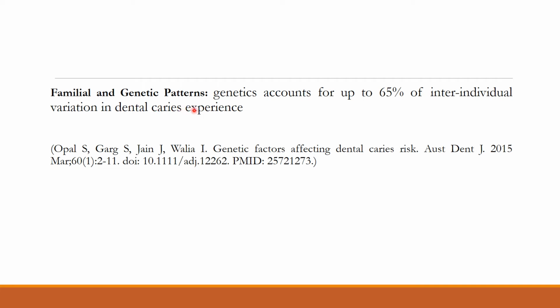Familial and genetic pattern. Genetics accounts for up to 65% of inter-individual variation in dental caries experience. Some genetic DNA will run in the families. That exact name I was unable to find, but this study has proven that dental caries will spread in genetically related individuals, like in the families it will run.